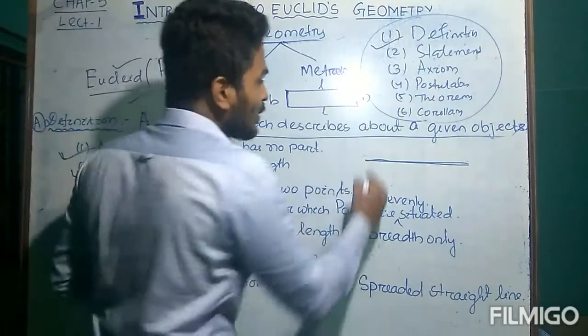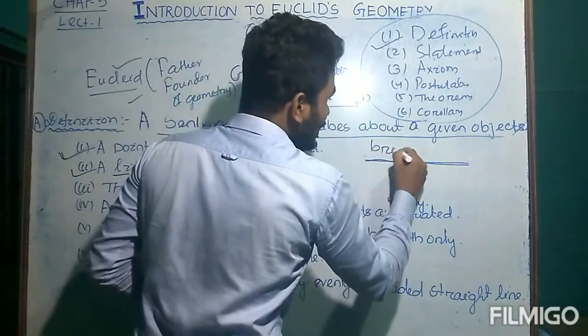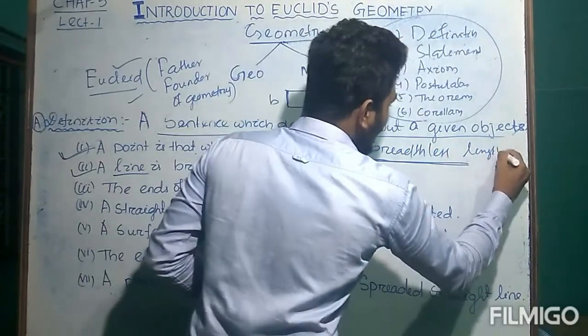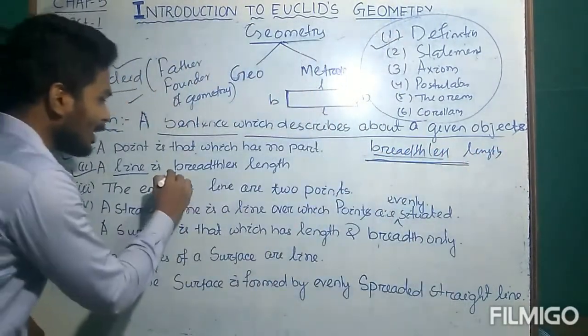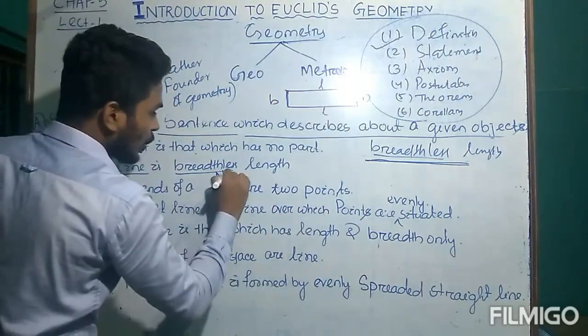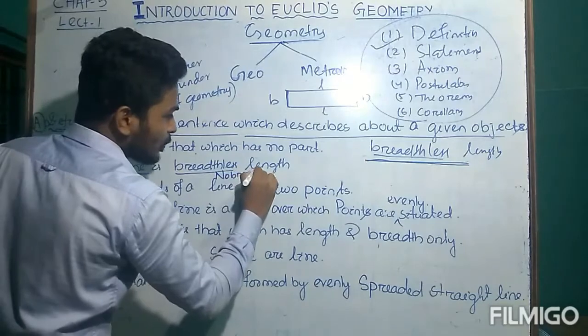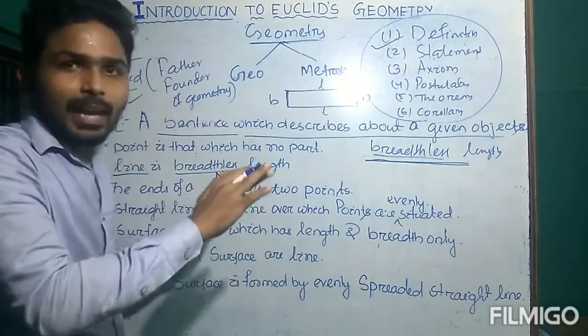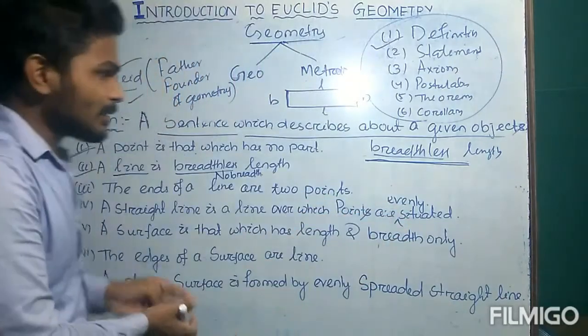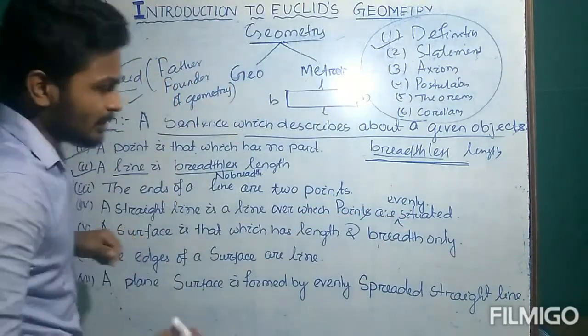That is why a line is known as breadthless length. So what is the meaning of this breadthless? The meaning of breadthless is no breadth. So what is the exact explanation of a line? A line has only length and it has no breadth. So this is the exact definition.